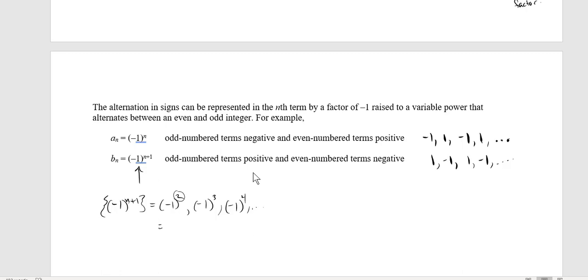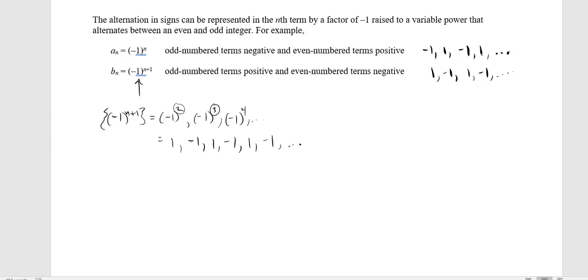Well, even power makes positive, odd makes negative, and so on. So we see how just adding 1 to that alternating factor's exponent really just makes this work in the opposite direction. Starts you on a positive, ends up on a negative. Okay, so let's go a little further here.